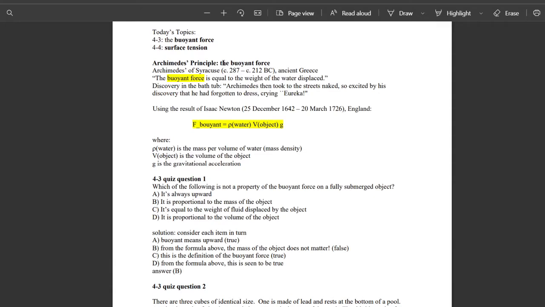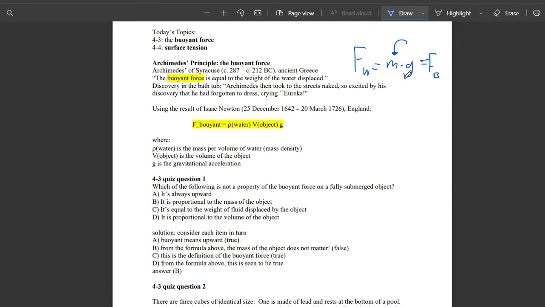We can read off this quote from Archimedes' principle. The buoyant force is equal to the weight of the water displaced. Now if you recall in our previous videos, we've said that the weight force of an object is equal to the mass of the object times the gravitational acceleration on the object. So if the buoyant force is equal to the weight of the water displaced, we can then say that the mass of the water displaced times the gravitational acceleration is equal to the buoyant force.